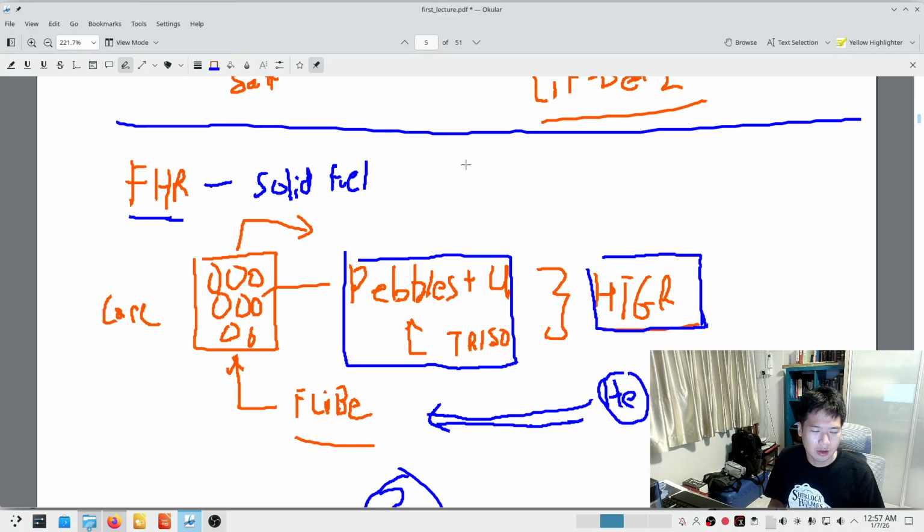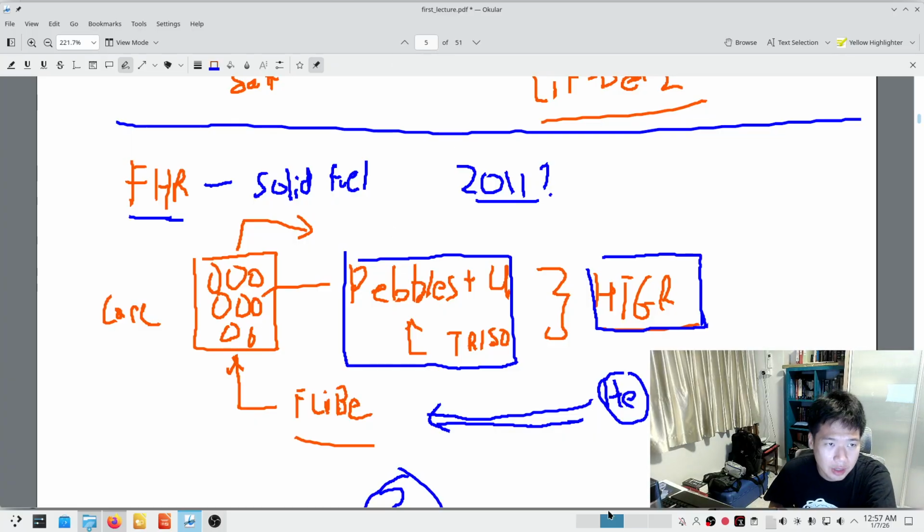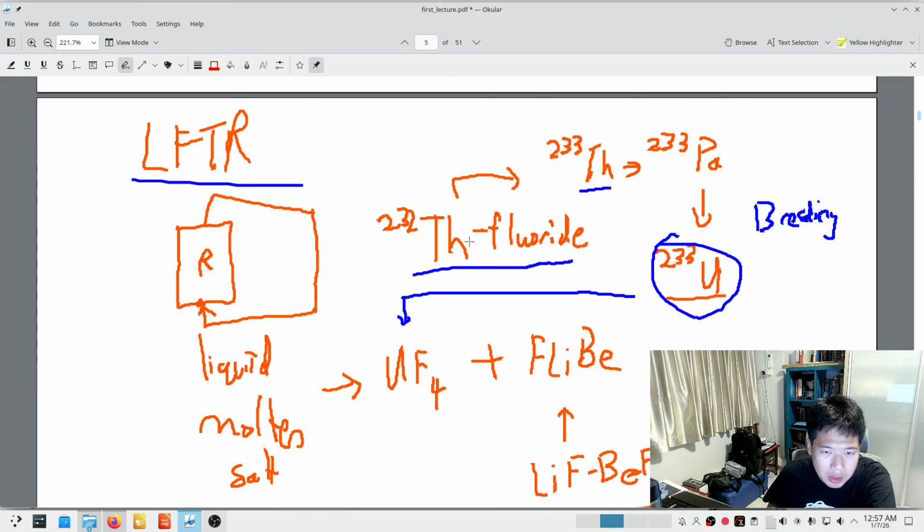This came around the early 2010s, maybe early 2011. I cannot remember the exact date. But this FHR is a technologically easier reactor to implement, I suppose, because it doesn't involve the breeding process, and it doesn't involve the refining process you need to extract all the nasty fission products right out of the liquid fluoride thorium reactor.